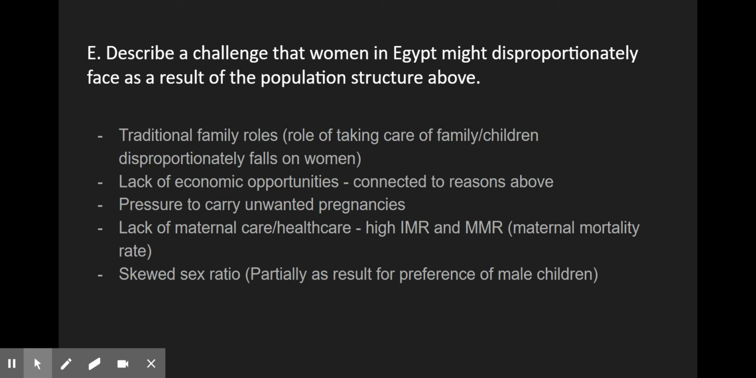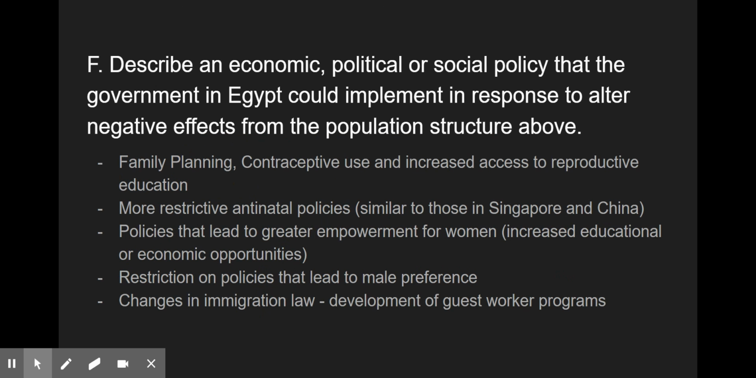things, of course, while tragic for the whole family, disproportionately the impact of it falls on women. And then a little bit of a skewed sex ratio, partially as a result of preference for male children, which we could maybe assume by looking at the pyramid.